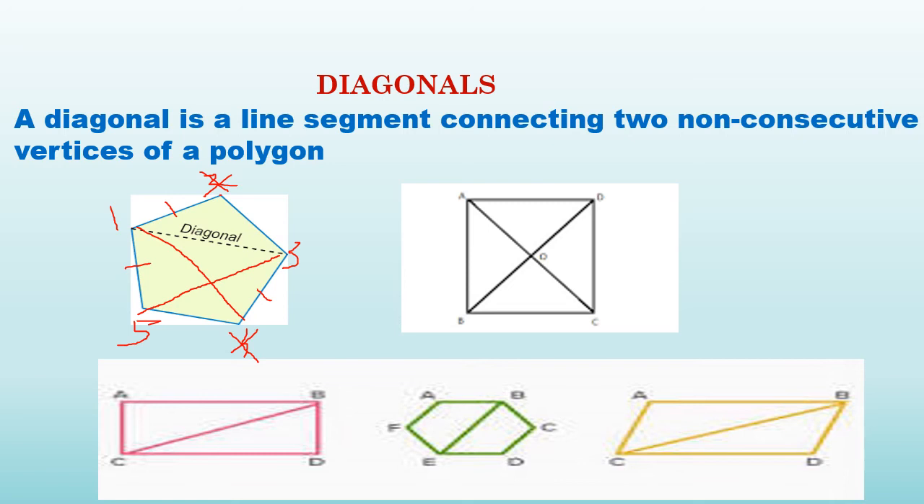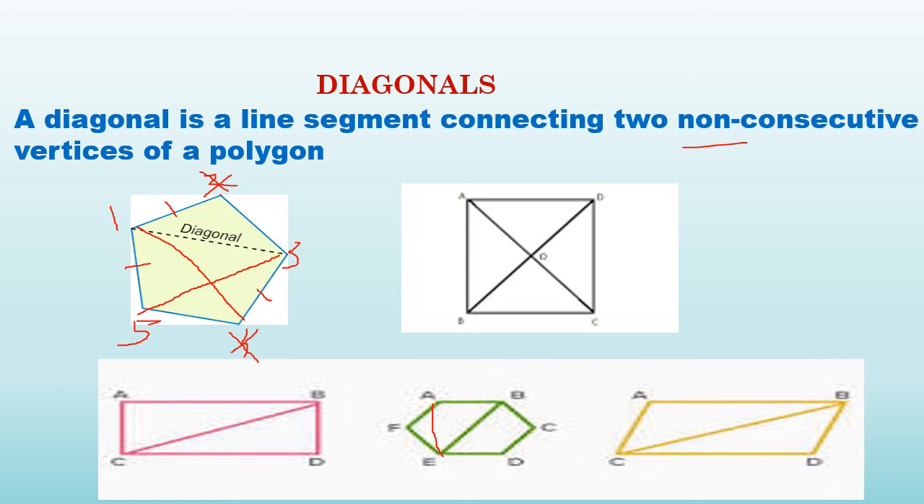Here also you see that A and C are non-consecutive. Why? The consecutive vertex of A is B on this side and on this side it is D. So we should not talk of consecutive vertices. We should talk of non-consecutive. So A and C are non-consecutive. When you join them, you get a diagonal. Similarly, this is also a diagonal. It is joining opposite vertices. Here also you find this is a diagonal. Why? Because they have skipped consecutive vertices. Here you can join these two.